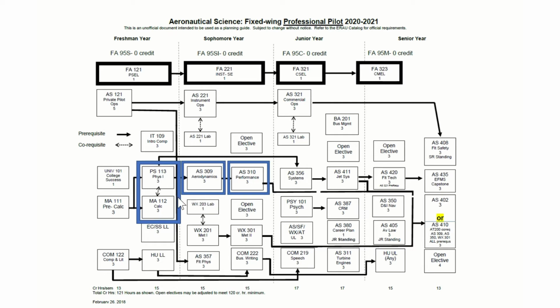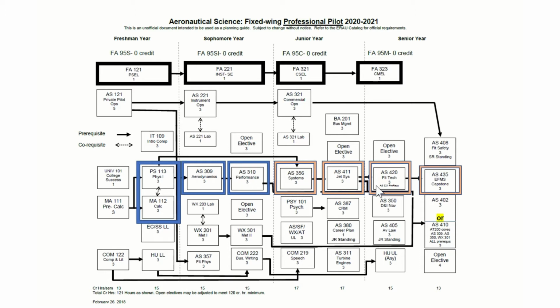Okay, and so what can happen is if you're not taking something from this flow right down the middle every semester, you can get behind, and then it'll push out your graduation, or you're forced to take some summer classes. AS 356 is the prereq to 411, which is the prereq to 420, and then your capstone class, your EFMS AS 435. But you will notice that the prereq to AS 356 is physics. It is not AS 310.